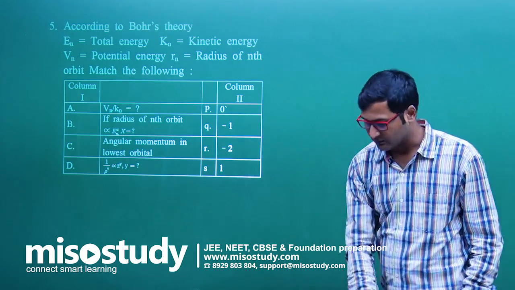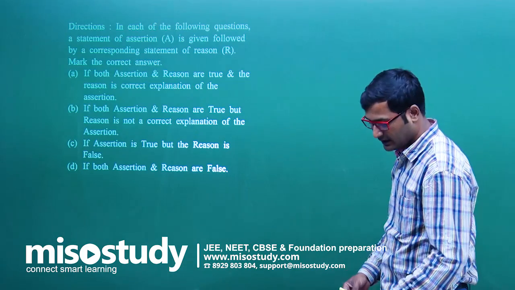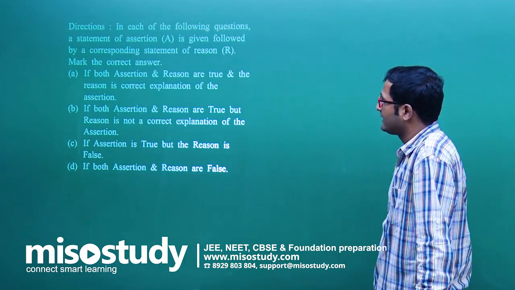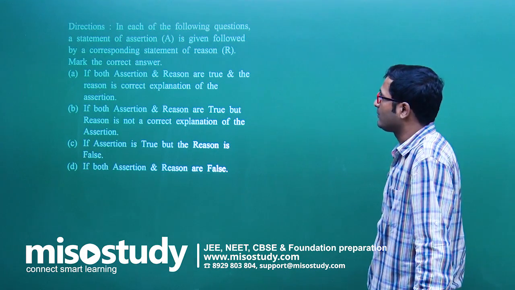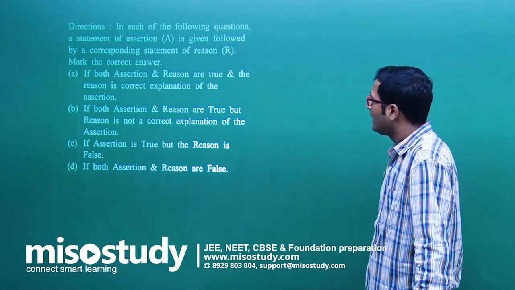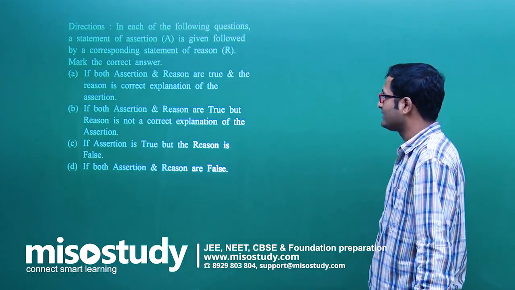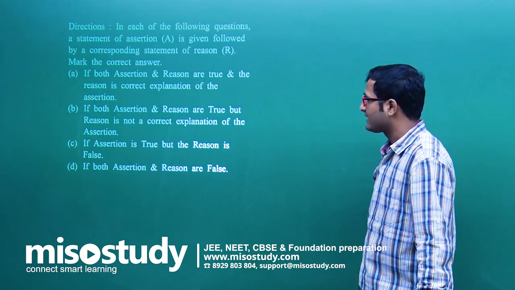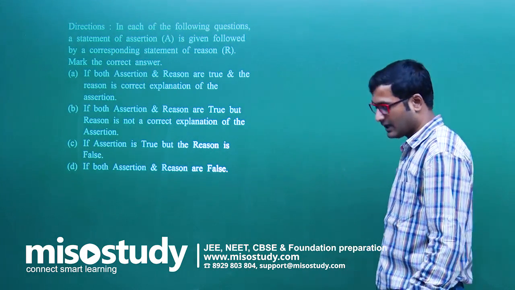Now let's move to question number 6. This is a statement type question. Read the assertion and reason. In each of the following questions, a statement of assertion A is given followed by a corresponding statement of reason R. Choose the correct answer. If both assertion and reason are true and the reason is the correct explanation of assertion; if both are true but the reason is not a correct explanation of the assertion; if assertion is true but the reason is false; if assertion and reason are false.